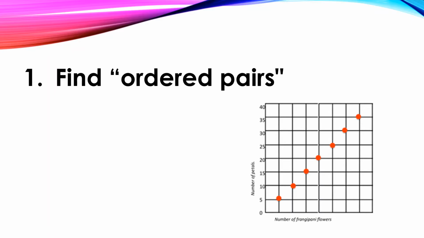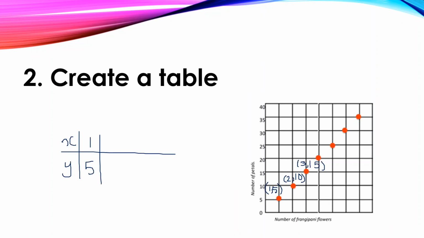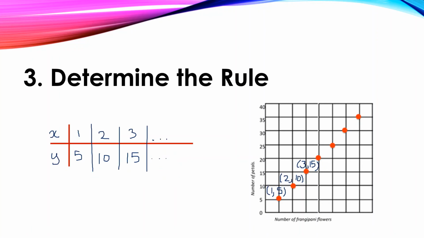First, always start with finding ordered pairs for given points. Then, make a table with these ordered pairs. Lastly, find the rule by looking at the relationship between the x and the y value, and then write that rule in a complete number sentence with x and y.